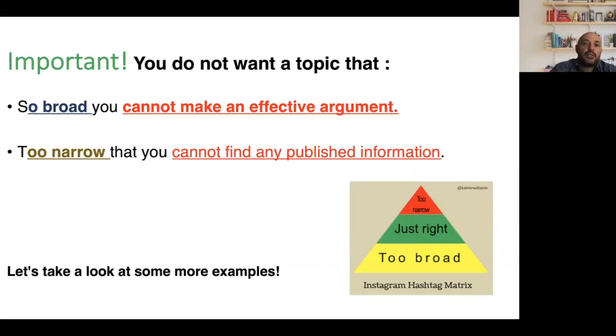You do not want a topic that is so broad. We discussed it a lot. If it's so broad, you cannot make an effective argument because there is so much information and you cannot really make an argument about these topics. Or it's too narrow, so that you cannot find any published information to bring to the table as evidence to support your argument or your research idea, or to convince other people to agree with your research idea. So let's look at some more examples of topics.